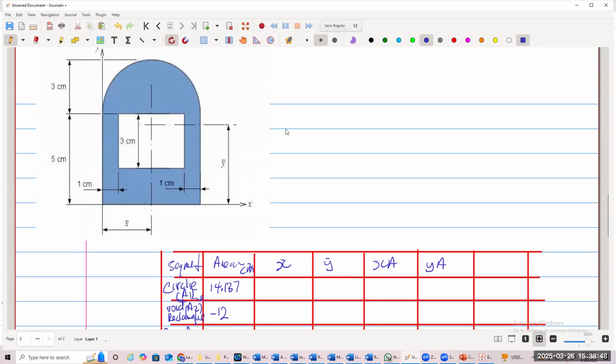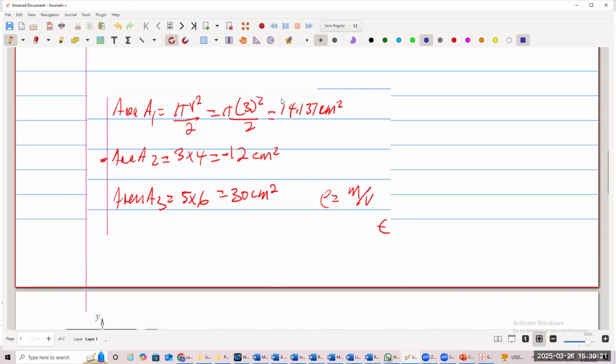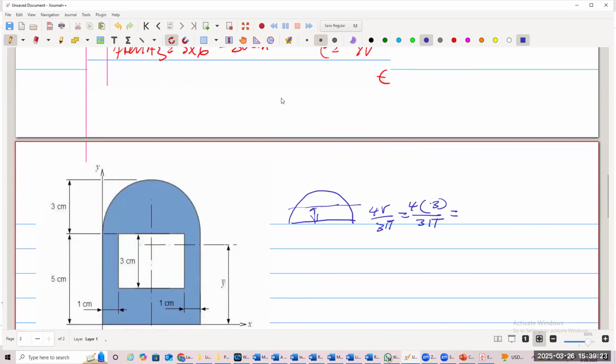All right, so for the first one, for the semicircle, we need to find our x1 and y1. So halfway, we need to apply our formula to get that distance here, which is 4r upon 3 pi. Can somebody work that out for me? 4 times r. What is r now? 3 upon 3 pi. Did we work that out already? Not in this one. The one before. Work it out again for me, please.